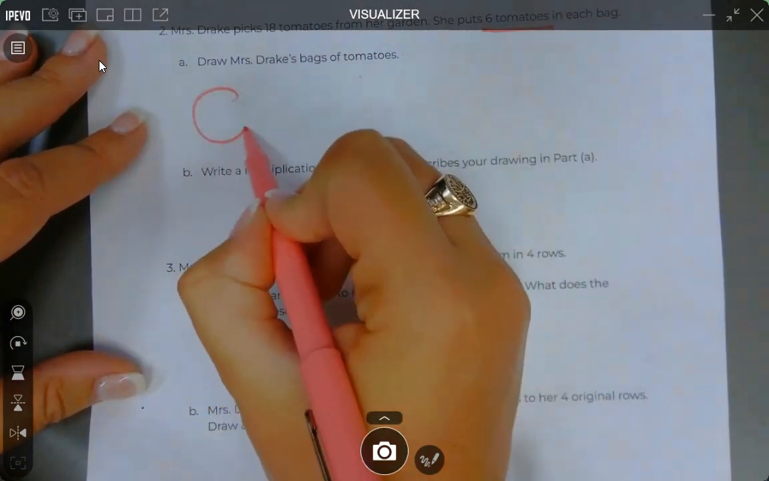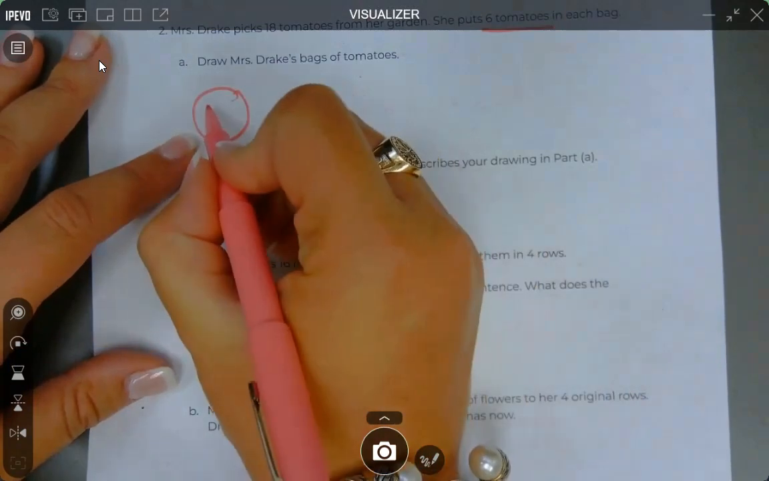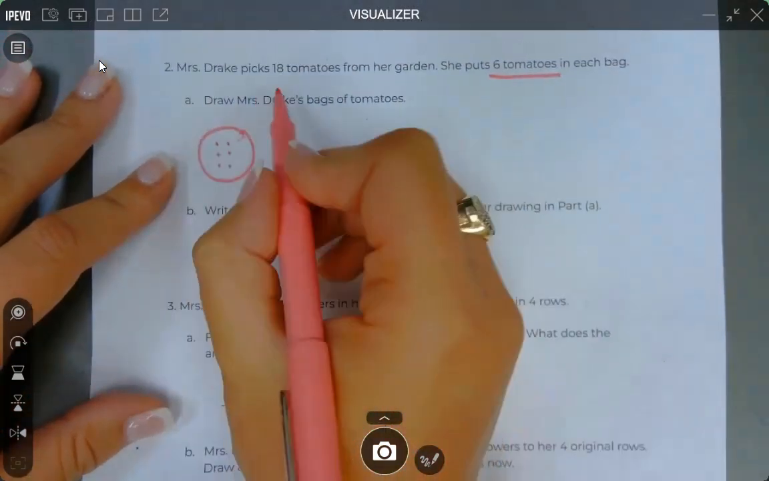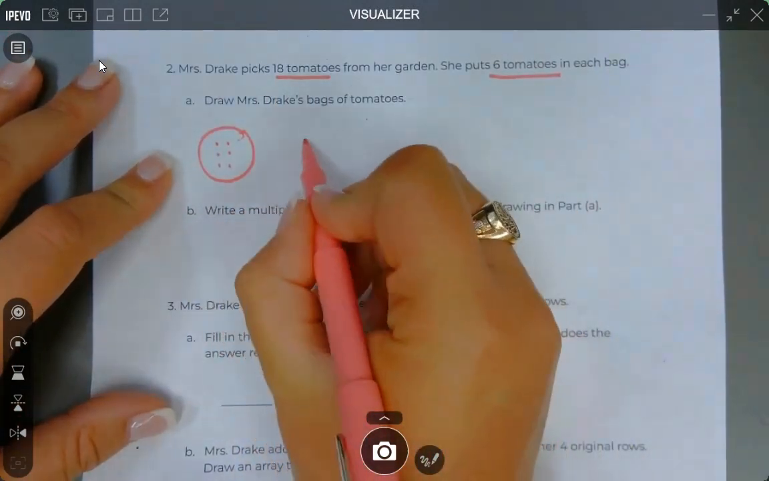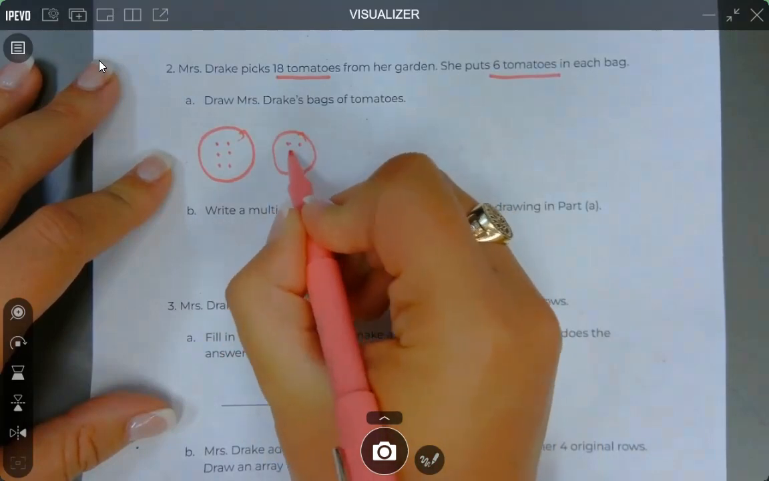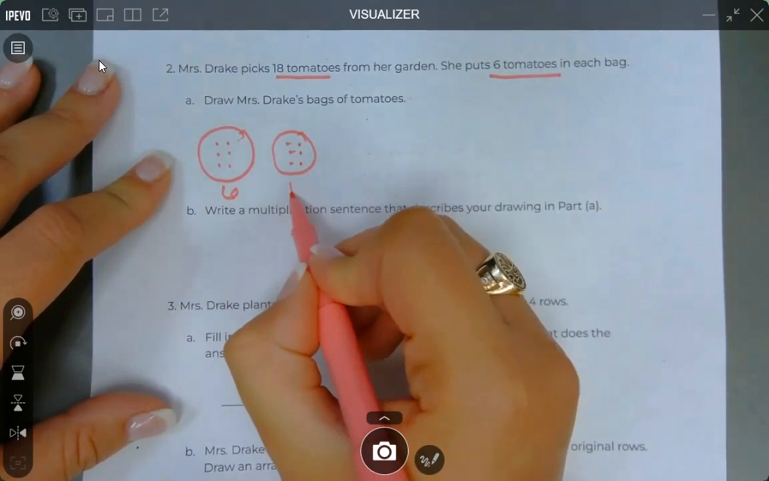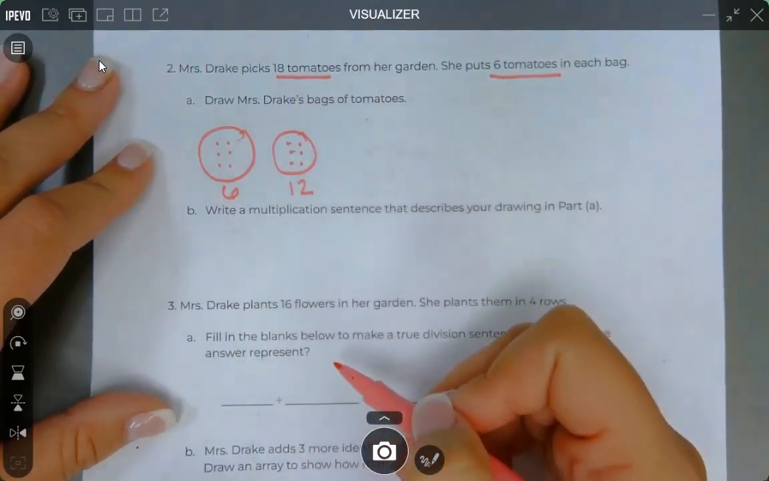So here's a bag. We don't know how many bags we have. So we need to just start with one bag and put 6. 1, 2, 3, 4, 5, 6. Are we to 18 yet? We're not to 18 yet. We only have 6. So let's add another bag of 6. 6 and 6 make 12. Are we to 18 yet? Not to 18 yet.